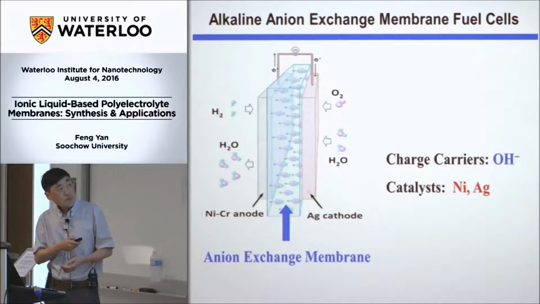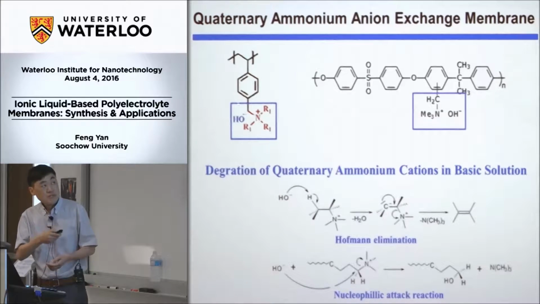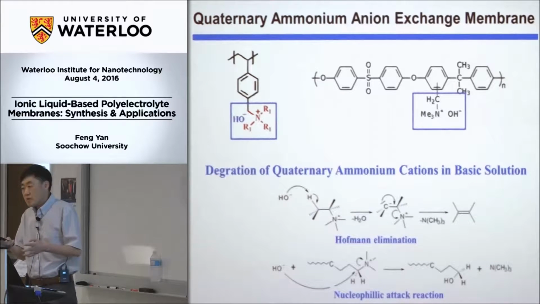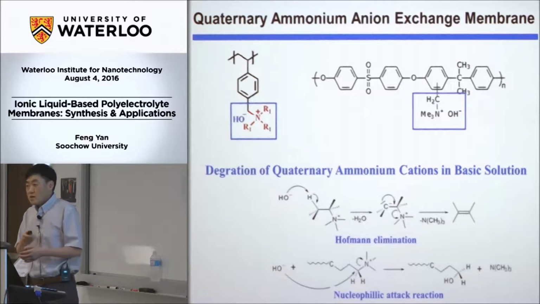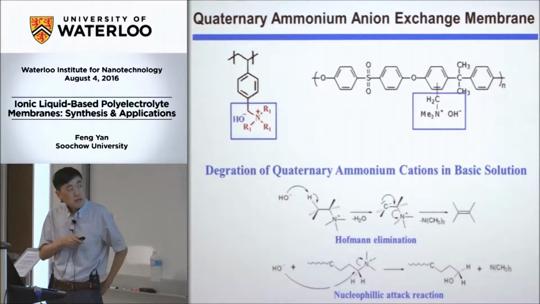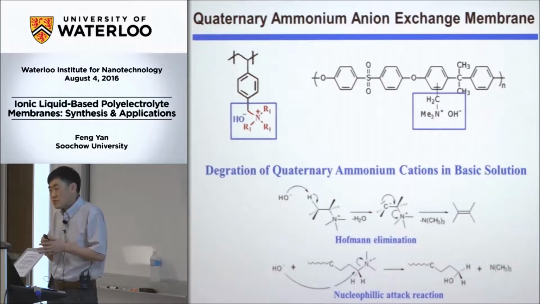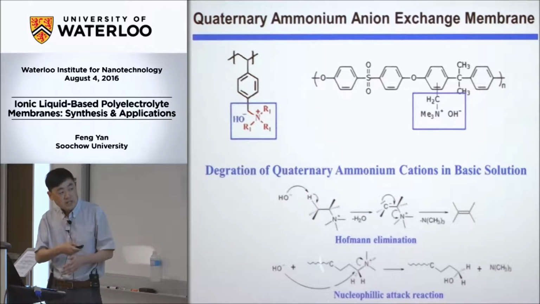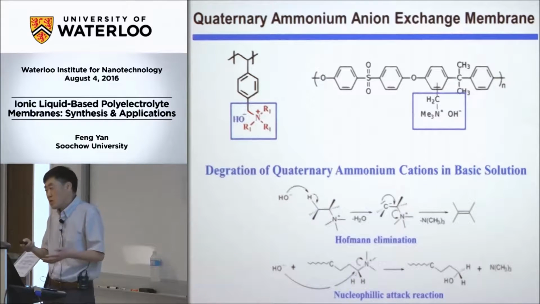In general, people use ammonium cation-attached polymers as the anion exchange membrane, and a lot of work has been done in this area. But if we come back to organic synthesis, you can find that quaternary ammonium cations are actually not so stable in basic solutions. Some side reactions happen during operation, and finally this kind of membrane becomes non-conductive.